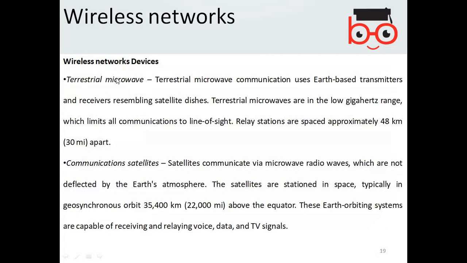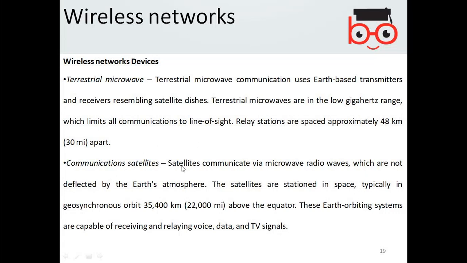Wireless network devices work on different kinds of waves. When you talk about terrestrial microwave communication, it uses earth-based transmitters and receivers resembling satellite dishes. Terrestrial microwaves are in the low gigahertz range, which limits all communication to line of sight. Relay stations are spaced approximately 48 kilometers apart. So when you use terrestrial microwave, you probably have a range of 48 kilometers.